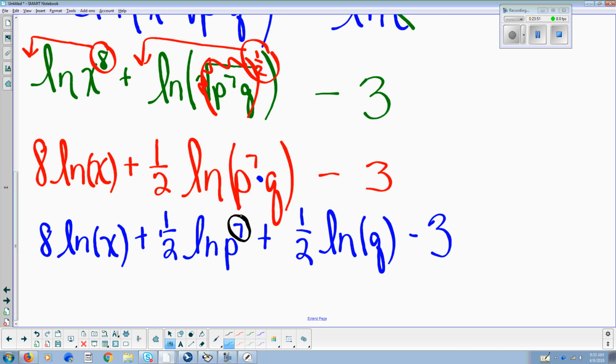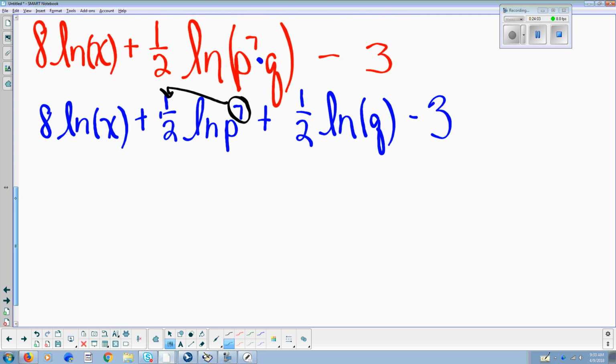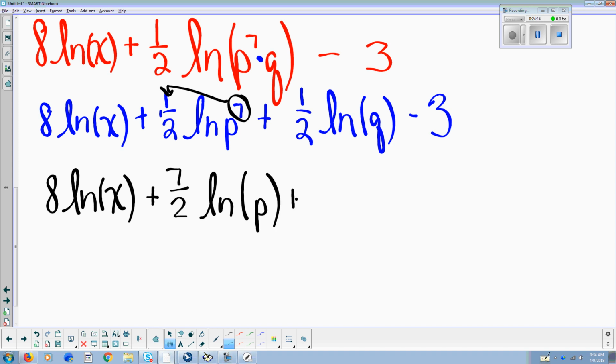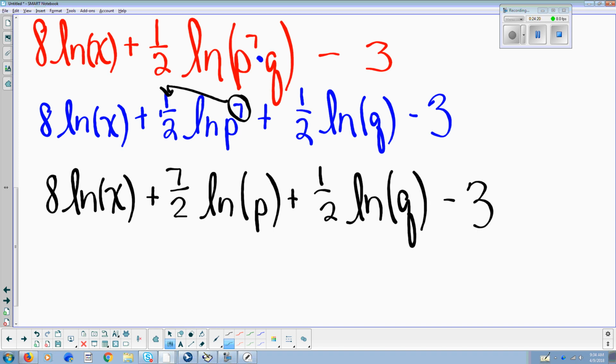Last, I have another power. I can multiply 7 by 1/2. So I rewrite, this should be my last step. I'm going to say 8 times the ln of x plus 7/2 times the ln of p plus 1/2 times the ln of q minus 3. That is fully expanded.